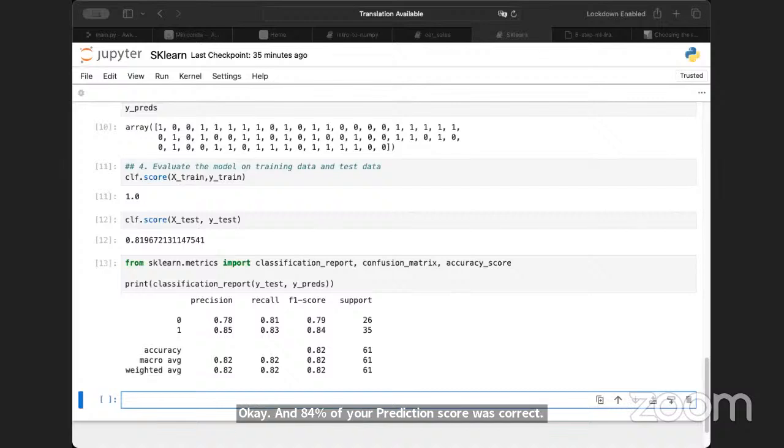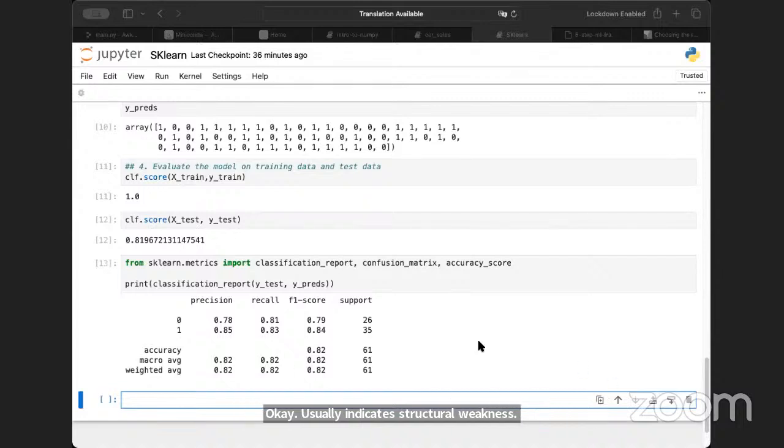Finally, support. Support is basically the number of actual occurrences of the class in that specified data set. This is 2635. What happens if there is imbalanced support in training data? It usually indicates structural weakness.